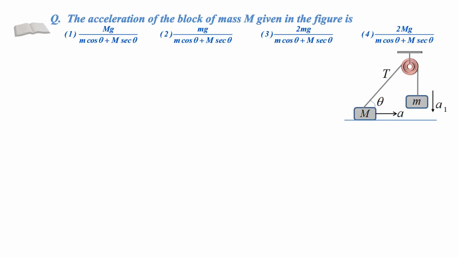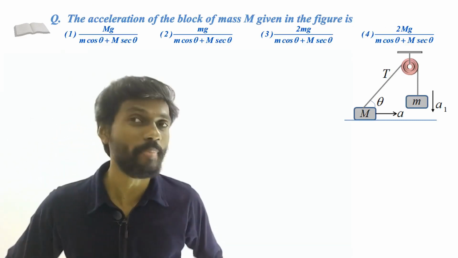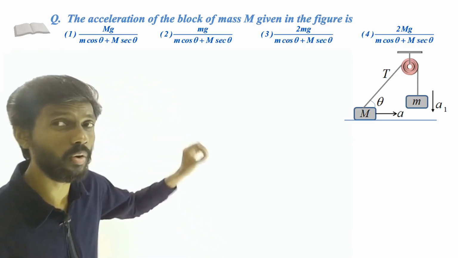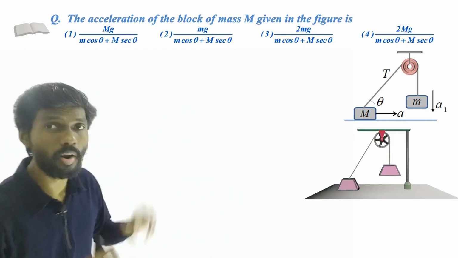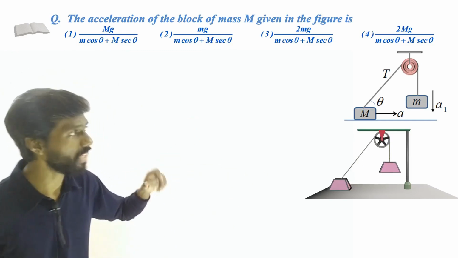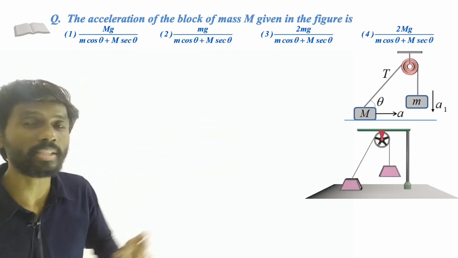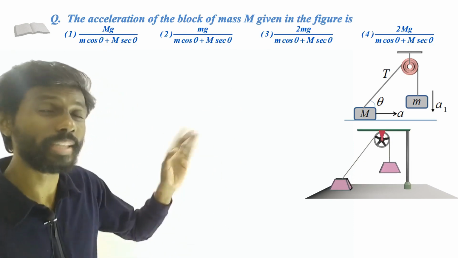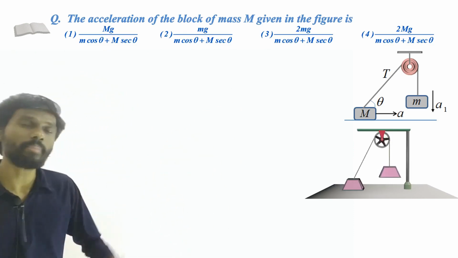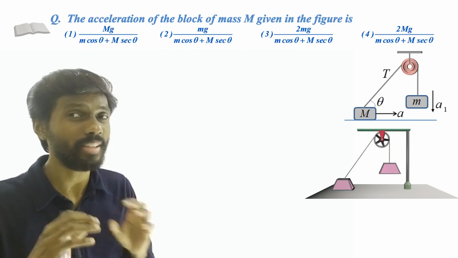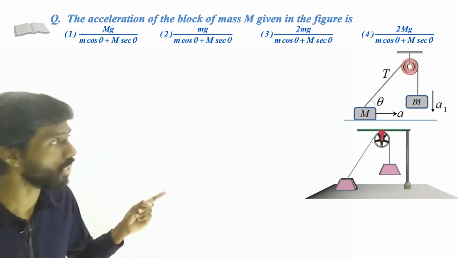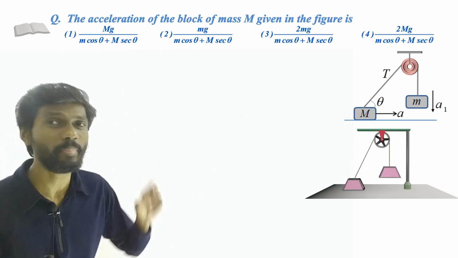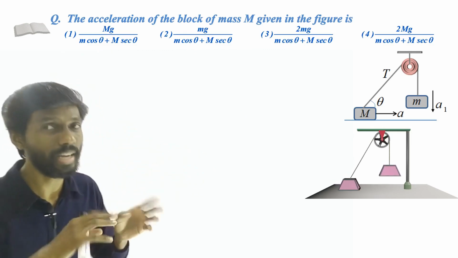The acceleration of the block of mass capital M given in the figure is. Here two blocks are connected by a string, but one of the blocks is on the ground, so that is constrained to move only on the ground. So the acceleration of that block is in the horizontal direction, whereas the other block can move only in the upward or downward direction, so its acceleration is in the vertical direction. Okay, so we have done similar questions in normal reaction also, the constrained motion. So we have to find the relation between the accelerations of these two blocks. Okay, they are not equal, unlike the basic Atwood machine. Here the accelerations are related, but they are not the same.